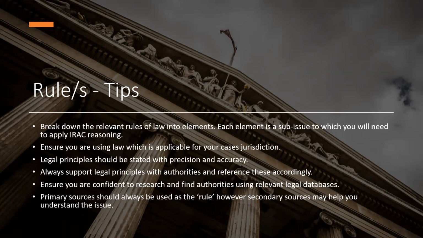Always support your legal principles with authorities and reference these accordingly. Ensure you are confident to research and find authorities using relevant legal databases. And please note that primary sources should always be used as the rule. However, secondary sources may help you understand the issue. So primary sources include bills, acts of parliament, regulations, law reports, and judgments. In contrast, secondary sources include textbooks, legal dictionaries, journal articles, and commentary.